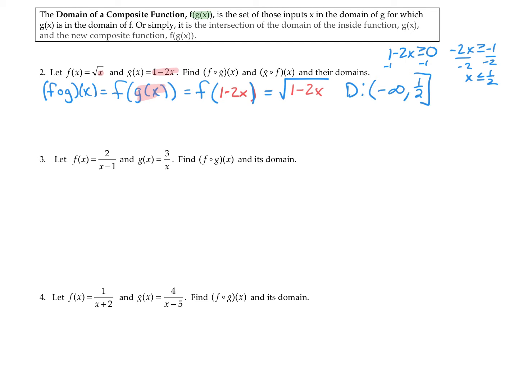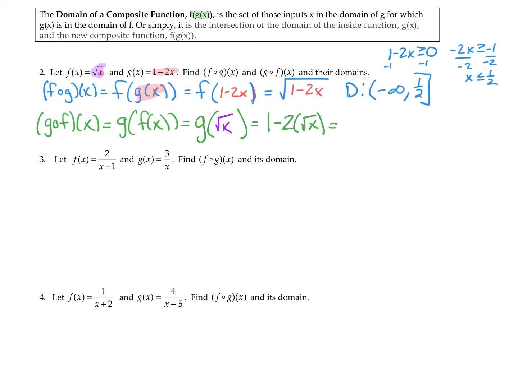Okay, let's go the other way. Let's find g of f of x, meaning I am putting f into g. Since f is the square root of x, that means I'm finding g of the square root of x, which equals 1 minus 2 times the square root of x. I didn't really need the parentheses.